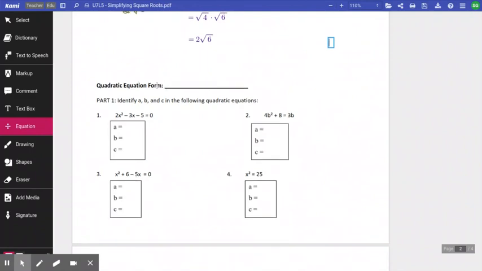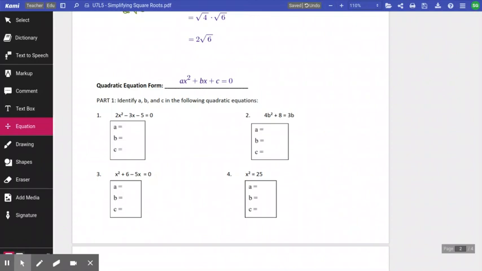The first part here is just a reminder of the quadratic equation form. You all know this at this point. We've been saying quadratic equations are any equation that are in the form ax squared plus bx plus c. And then when it's an equation, we said it must equal 0. And there we go, make it easier to see.